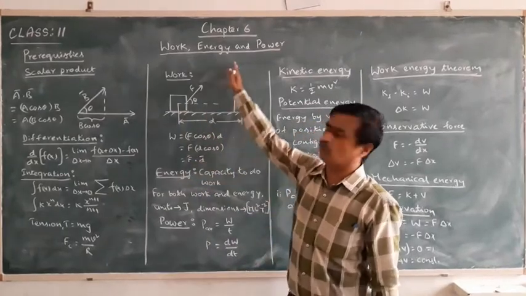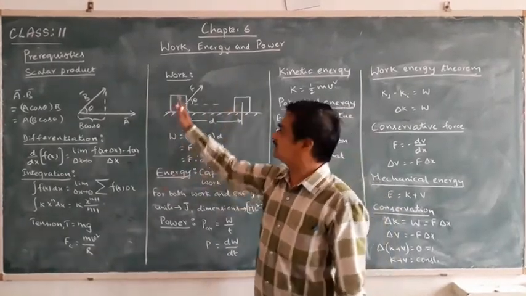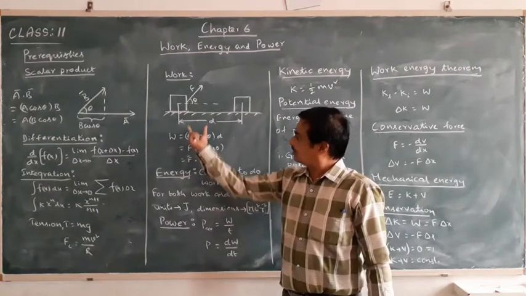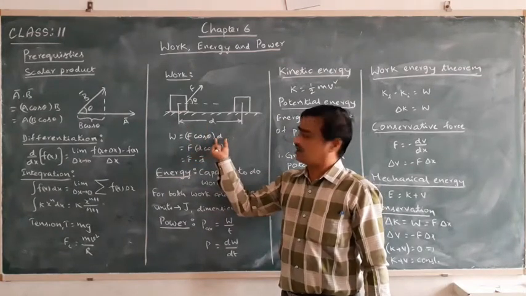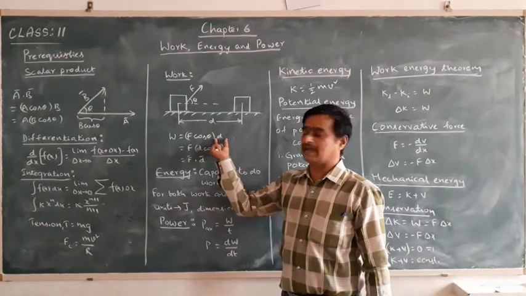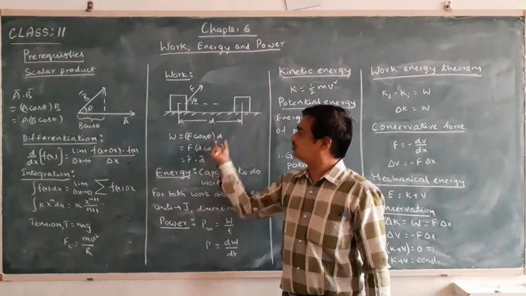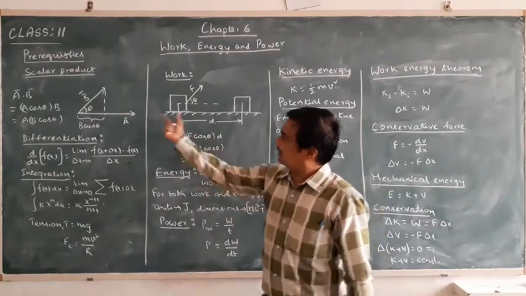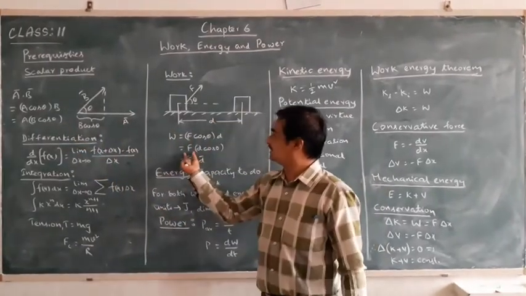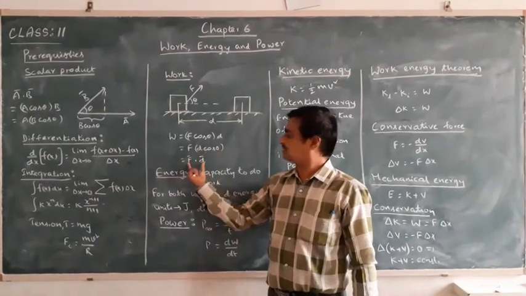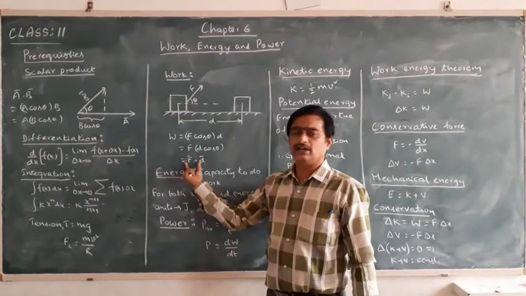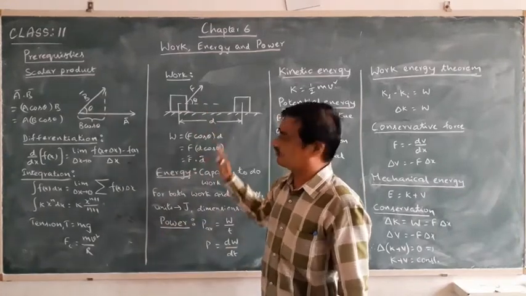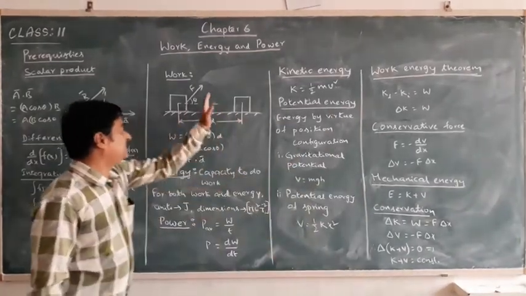Then we go to work. Work is defined as the product of the component of force in the direction of displacement and the magnitude of the displacement. That is, we can write it as F into d cos theta, or simply a dot product of force and displacement. This is about work. Scientifically we define work like this.